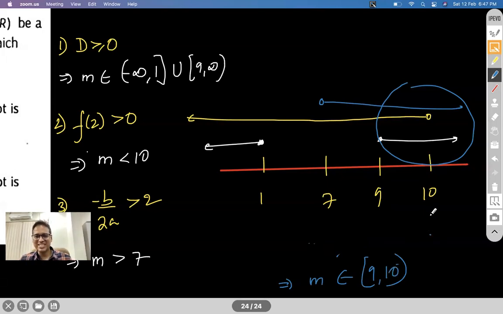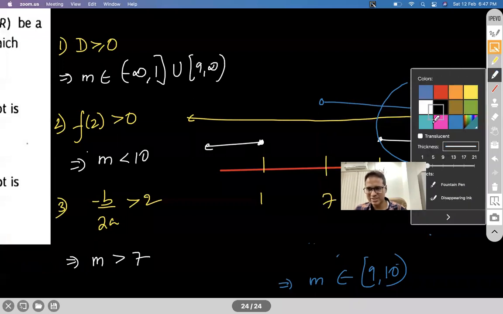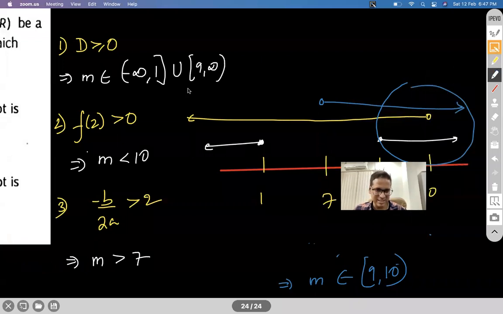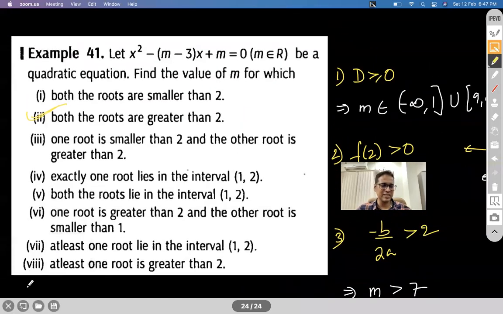Is it fine? Any questions here? Any questions? Any concerns? Clear? Understood? Okay. Comfortable with this concept now? All right. Chalo, we'll take other conditions as well slowly.